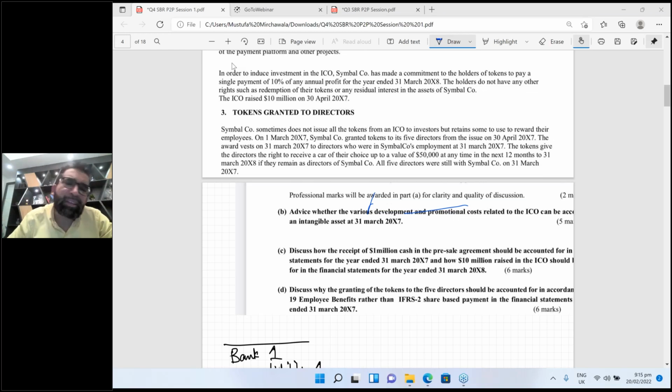Try to write specific things related to your cryptocurrencies, your coins, your ICO, the characteristics of your ICO. Okay, so this is how you will build up the answer. Now one more thing, you will be writing the risk and reward.